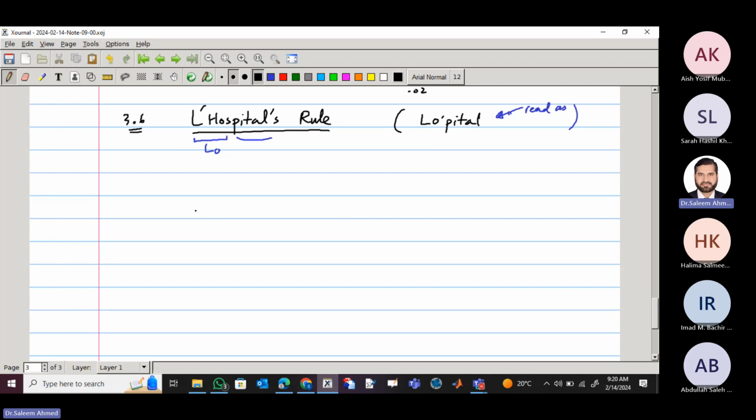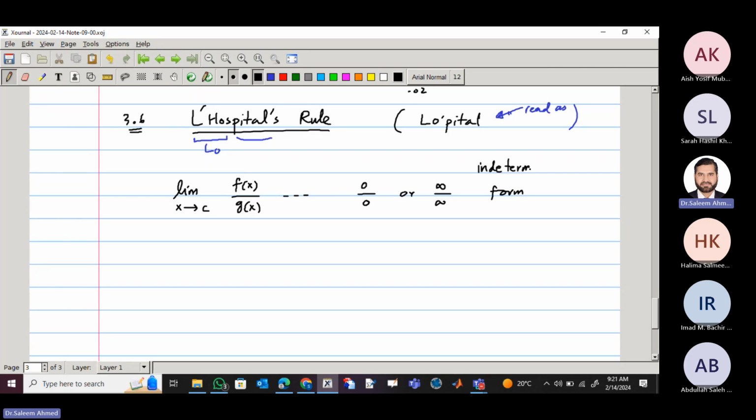Anyway, what is L'Hopital's rule? Sometimes when you take the limit of some functions as x goes to a number, we all remember limits, right? And when we have the quotient of two functions, sometimes when we substitute the limit, it gives either 0 by 0 form or infinity by infinity form. These are called indeterminate forms.